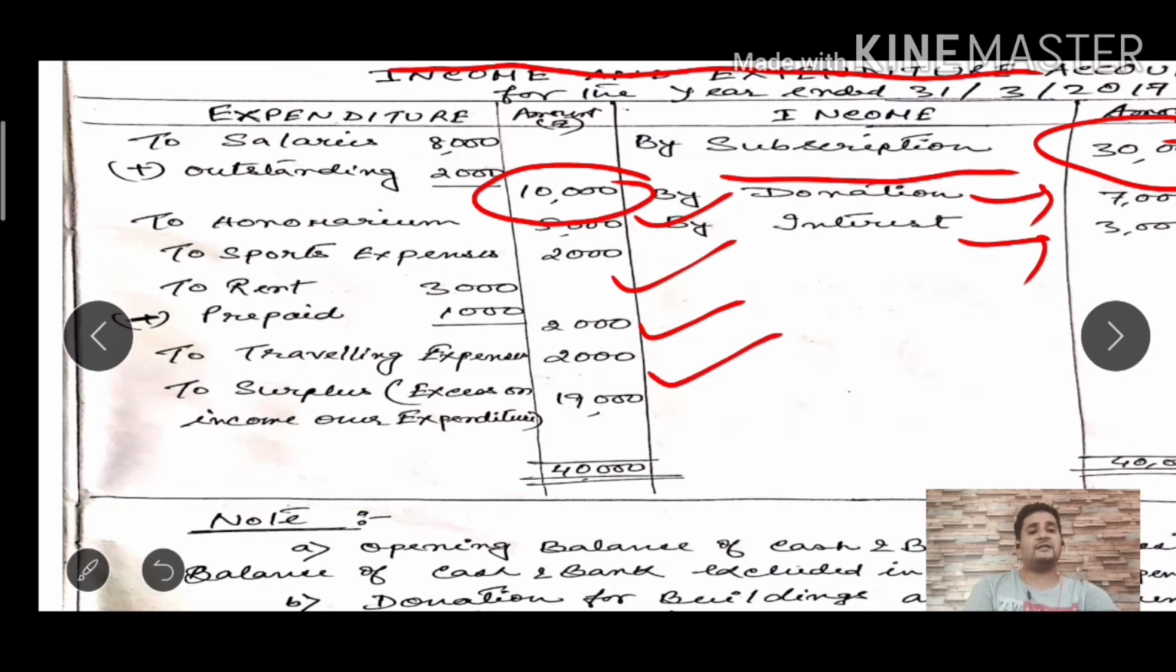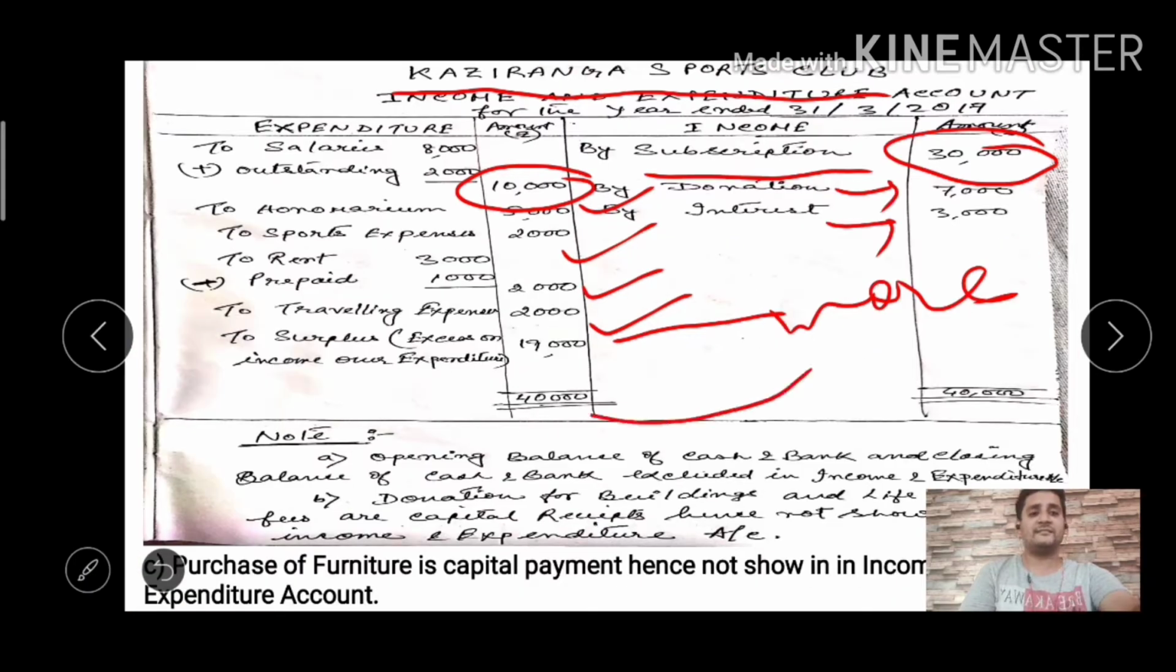Then after all the items are recorded, we have to decide which side is more. We have to calculate which side is more, debit side or credit side, meaning the income side or the expenditure side. If the income side is more than the expenditure side, then it will be treated as surplus. So here it will be treated as surplus because the income side is more than the debit side: 40,000 is the income side, and 19,000 will be our surplus.